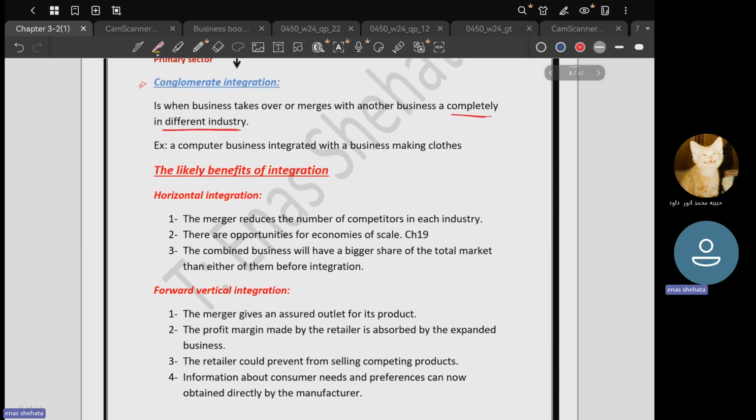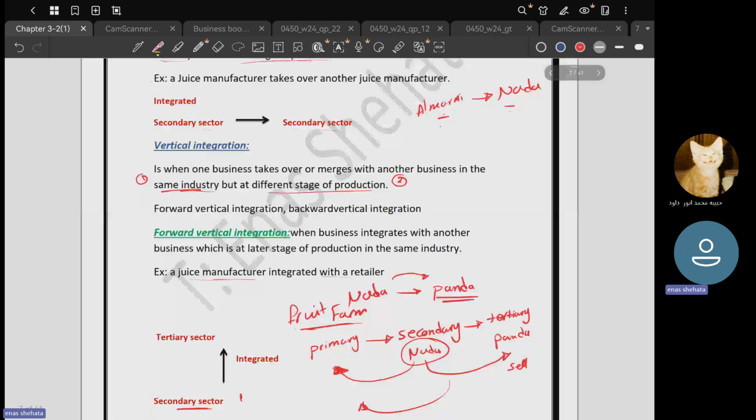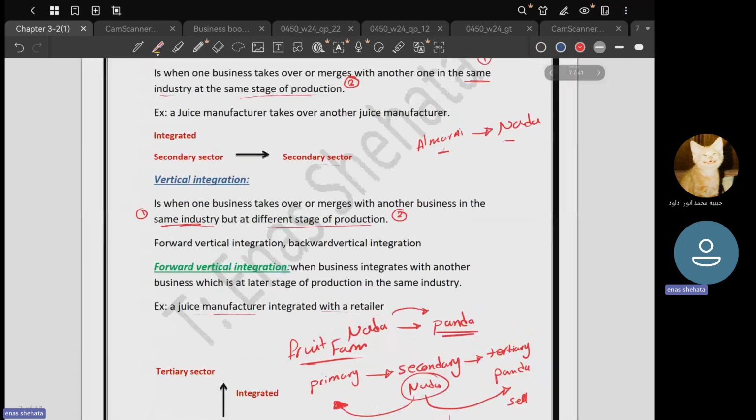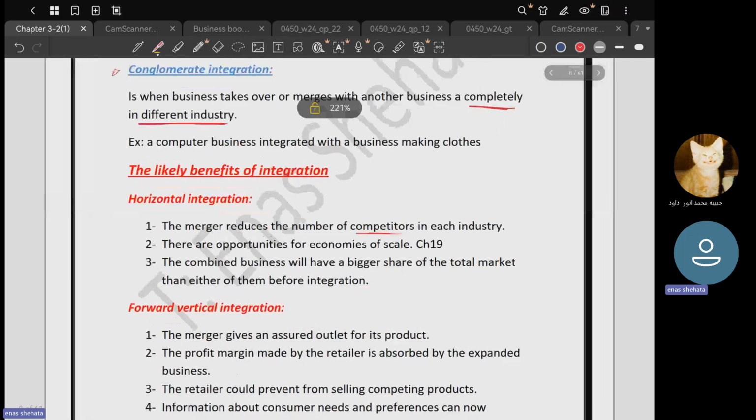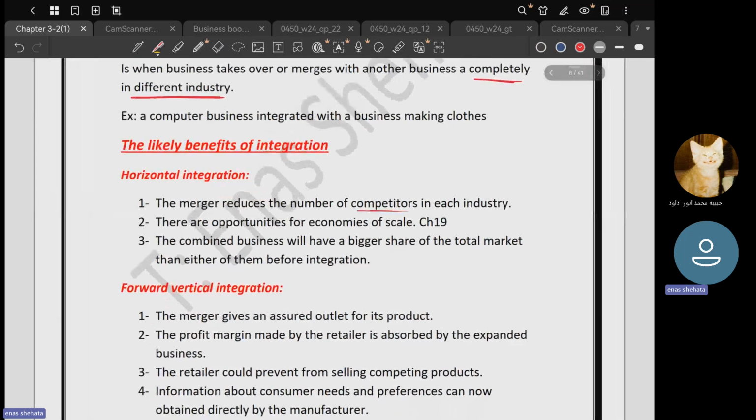But what's the benefit of this integration? The likely benefits of integration. Horizontal integration: what's the benefit? We said that we will take a business in the same industry, right? In the same stage. It means that you will take over your competitor. We said Al-Marai will take Nada. So you are decreasing the number of competitors. So the merger reduces the number of competitors in the industry.